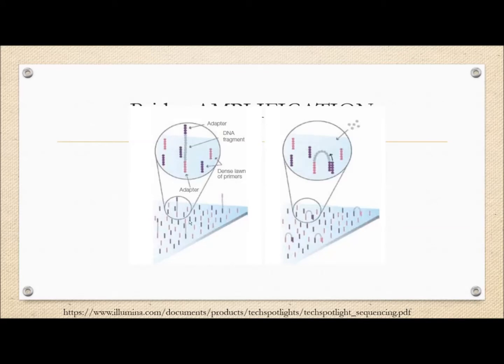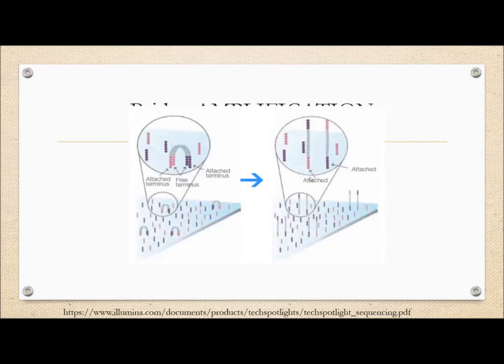So you have the adapter, which is attached to the beads or the flow cell, whatever substrate that you have, and then you have an adapter. And what you do is you create these DNA fragments, and this is called a dense lawn of primers. Now you have an adapter which is complementary to the other primer, and what you see here is this folds over, and the moment it folds over, the process of DNA polymerization using DNA polymerase creates a bridge, and this is the idea of bridge amplification.